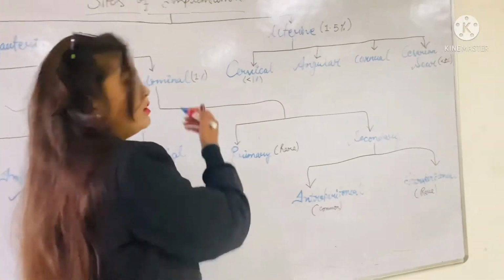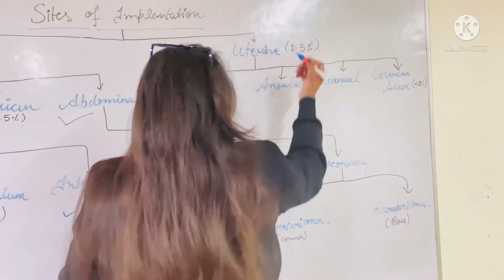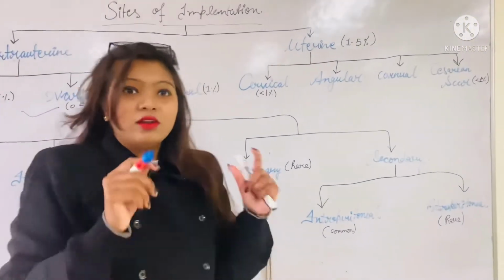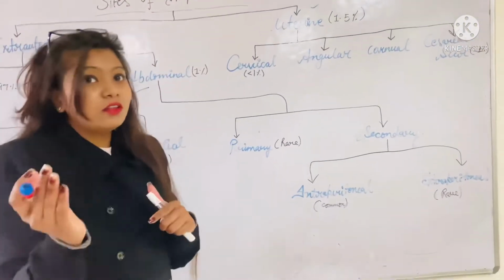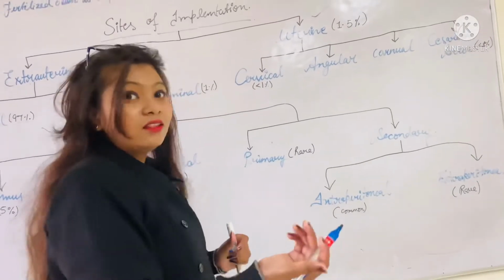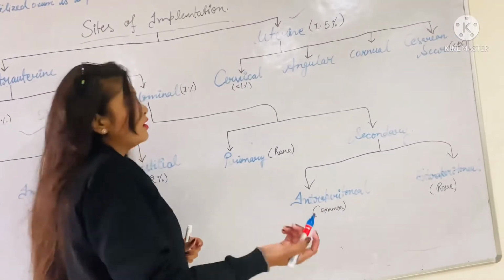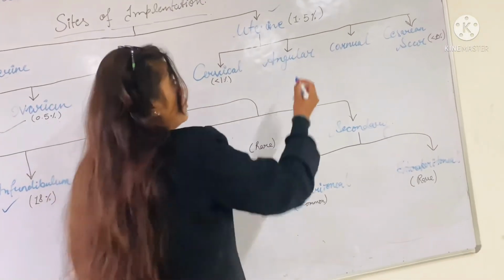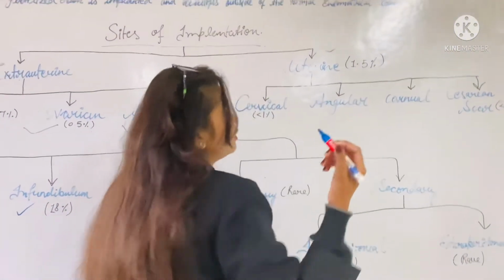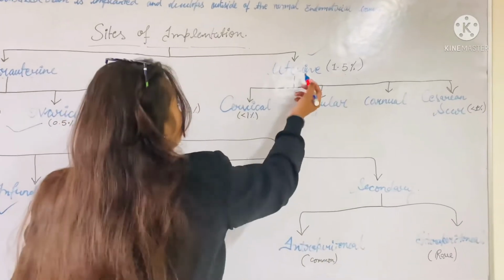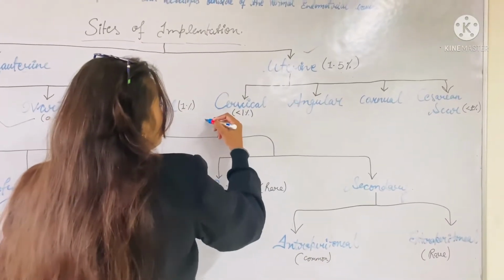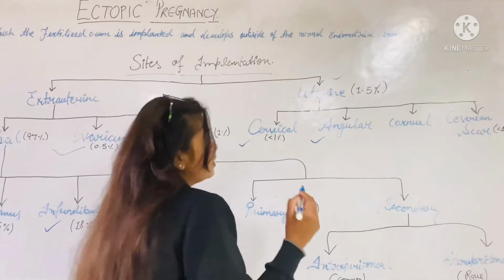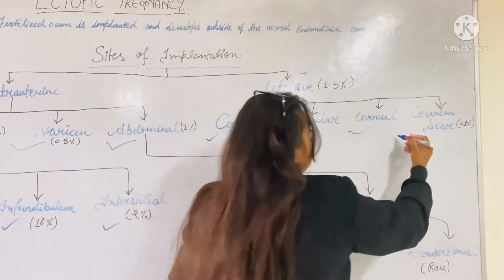Now we will move to the uterine segment. If we talk about the uterine ectopic pregnancy, this is only in the uterus, not outside the uterus. Now where in the uterus will it be implanted? First of all, there are 1.5% chances of the uterine ectopic pregnancy. In the uterine ectopic pregnancy, there is cervical, with less than 1% chances, then angular, then cornual, and then cesarean scar.